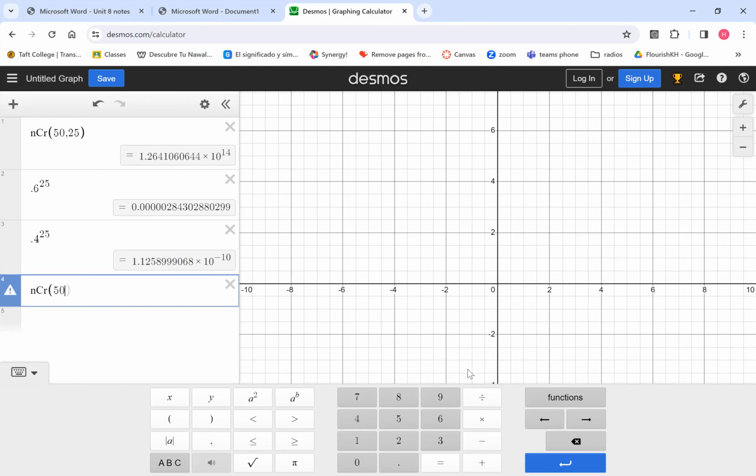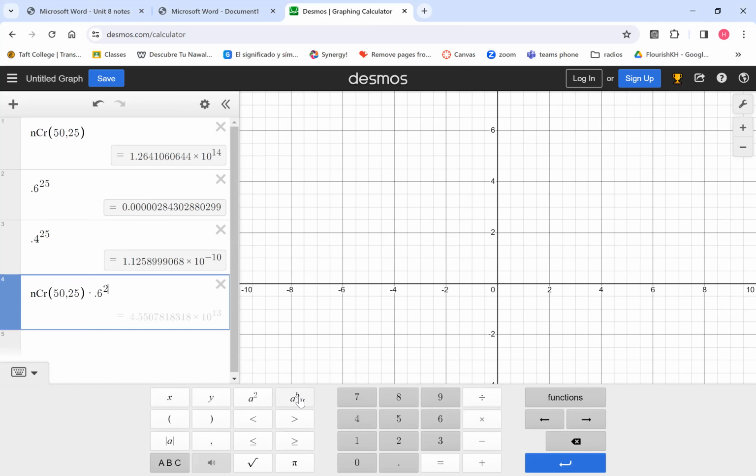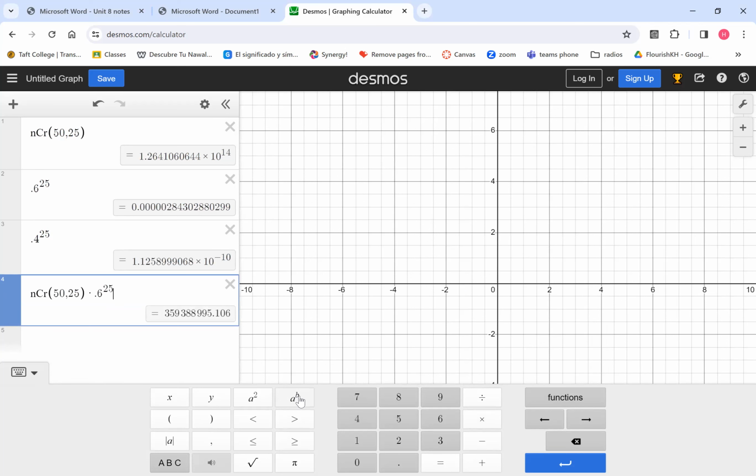Let me go 50 choose 25, close my parentheses. I'm going to go times 0.6 to the 25th. I'm going to click to the right so I get out of the exponent, times 0.4 to the 25th, because I wanted 50 choose 25. I wanted to succeed 25 times. I wanted to fail 25 times. Boom, there is my probability.